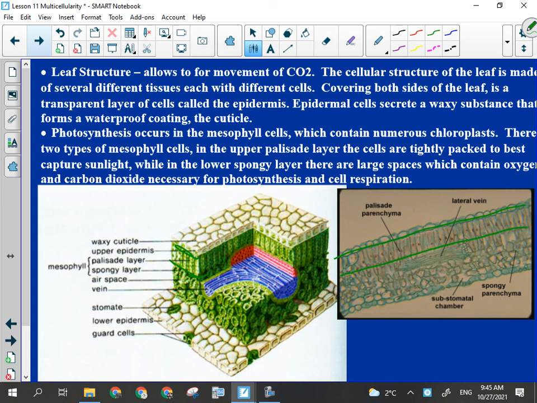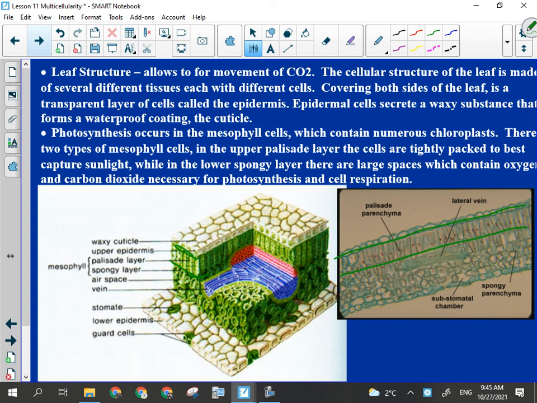All right, beneath the upper or the palisade layer is what we call the spongy layer. These cells still carry out a great deal of photosynthesis. Make no mistake, they're still good at that. It's not what they're specialized to do, but they're still pretty good at it. But they're irregularly shaped. The spongy layer has these irregularly shaped cells because that creates spaces between the cells that aren't present in the layer above.